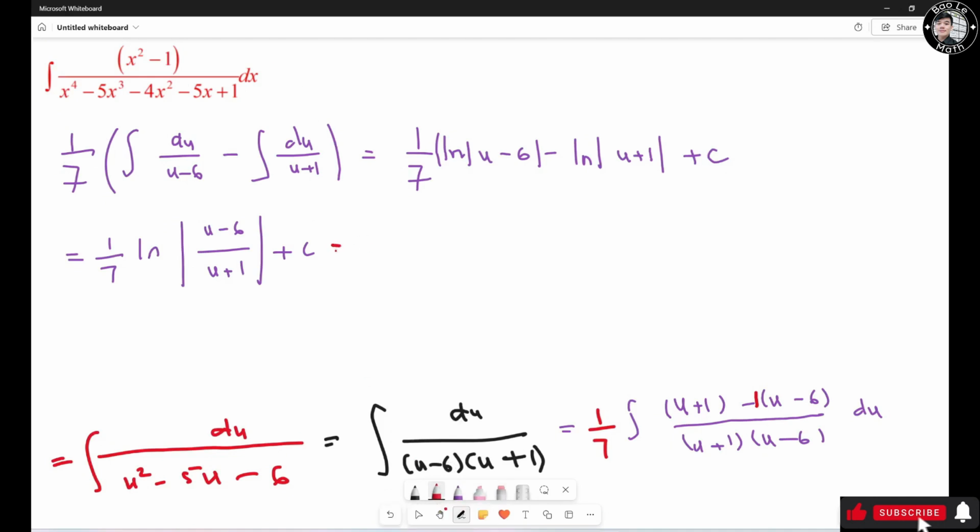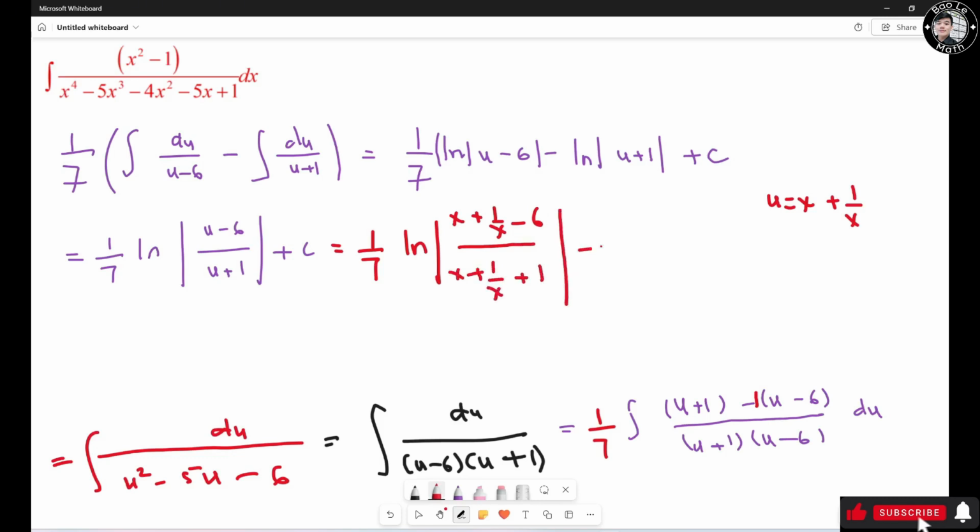Now, we know that u equals s plus 1 over s, right? So we just substitute s plus 1 over s for u. So it's going to be 1 over 7 natural log of absolute value of s plus 1 over s minus 6 over s plus 1 over s plus 1 plus c. And this is the final answer.